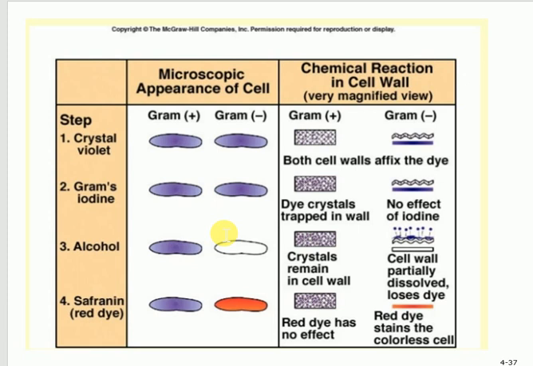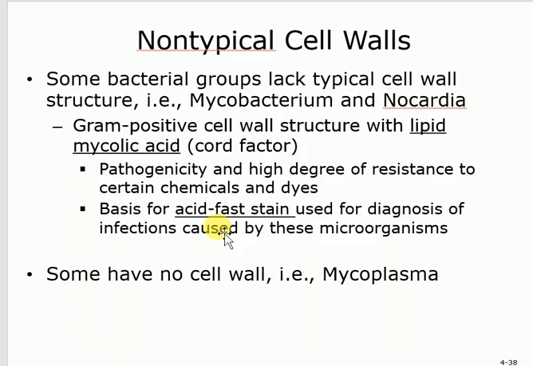You cannot decolorize the positive, but you can decolorize the negative. When you decolorize the negative, it loses the color. So when you add the safranine, which is the red dye, it's going to take it. Okay? So this is, generally speaking, when we talk about the cell wall.